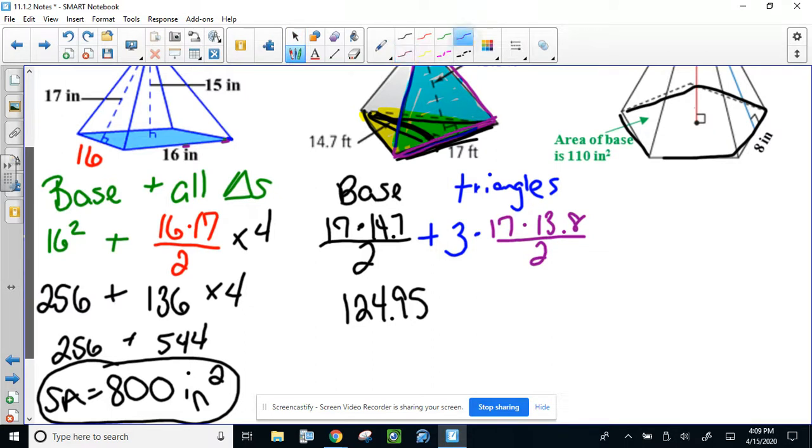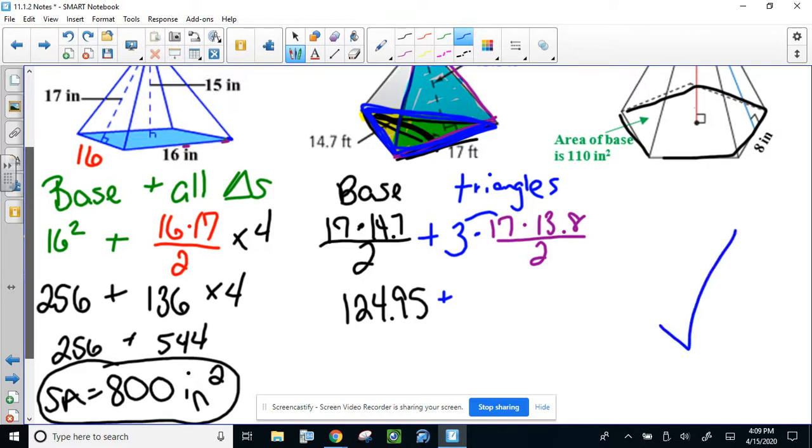And so we have 3 times each triangle, 17 times 13.8. We're actually doing multiplication here, so we could do the 3 times 17 first, which would be the 3 base edges all together. When you go all the way around the outside of a shape, it's called the perimeter. You knew that. Very good.